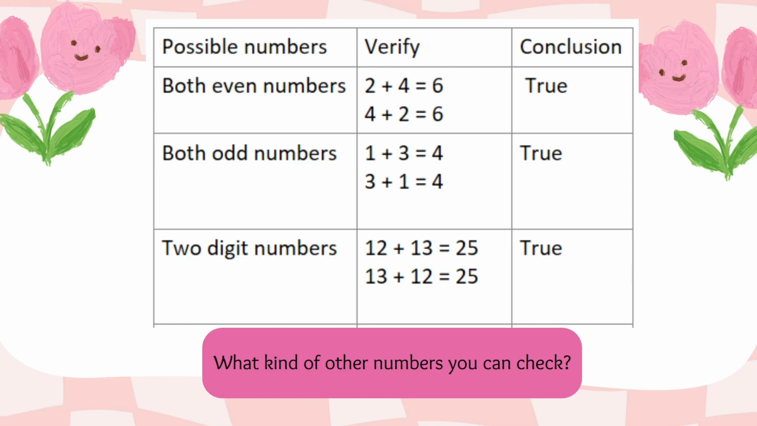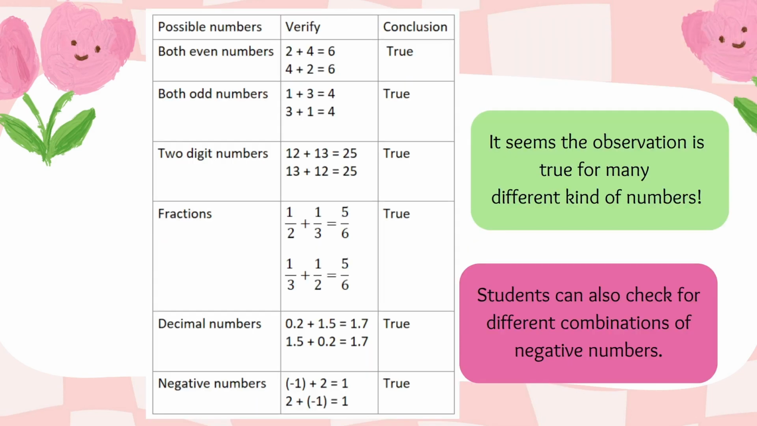But for higher upper level primary students, what other kinds of numbers do you think you can check? Let's pause here and think for a while. What are the different numbers that you know or can remember? Let's proceed further now after a pause. So you can think of fractions. Does this kind of observation work for fractions, decimal numbers, or negative numbers?